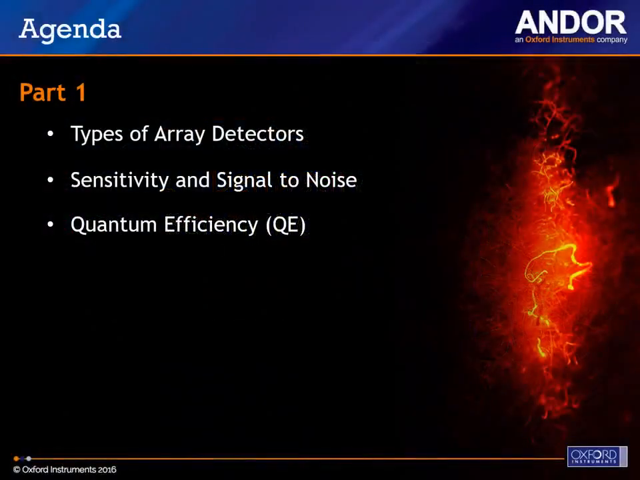Just to first set out an agenda for what we'll cover in these first couple of webinars on the fundamentals. First of all, we'll break down the different types of array detectors that we're going to cover. Then we will, in more detail, consider the concept of sensitivity and signal-to-noise ratio and why that's important for scientific detectors. And then to close out this first part, we'll talk about quantum efficiency as a key parameter of sensitivity and the various factors that go into determining quantum efficiency of detectors.